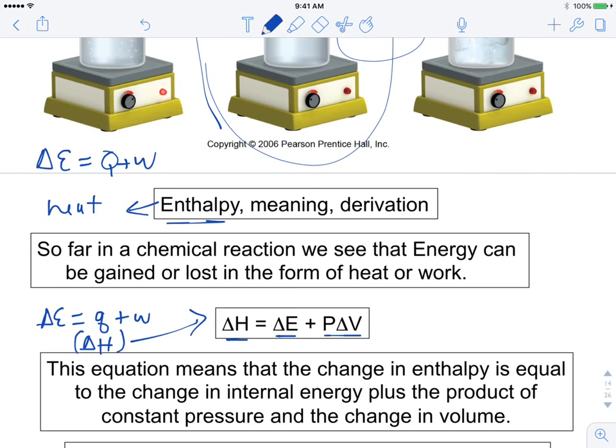Now, I have work here as P times change in volume, and that's because work is equal to a force times a distance, which has the units of pressure times change in volume. We saw this in one of the practice problems that we did in class.